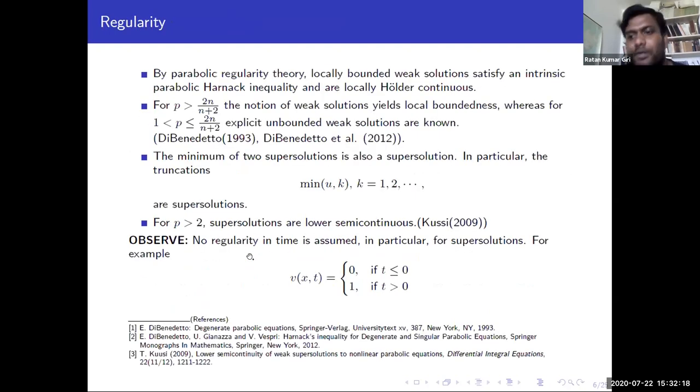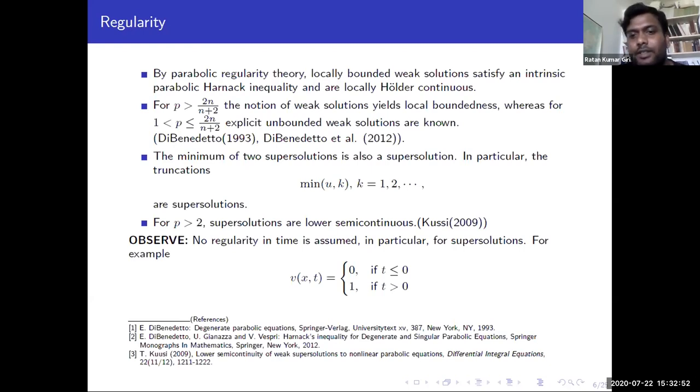Now, the question is, what about regularity? The weak solutions are, in fact, locally Hölder continuous, and for the supercritical case, the weak solutions are in fact locally bounded. However, in the subcritical case, there exist some unbounded weak solutions. Due to the nonlinear nature of the problem, we cannot add a constant to a solution. Solution cannot be scaled. And the sum of two solutions need not be a solution in general.